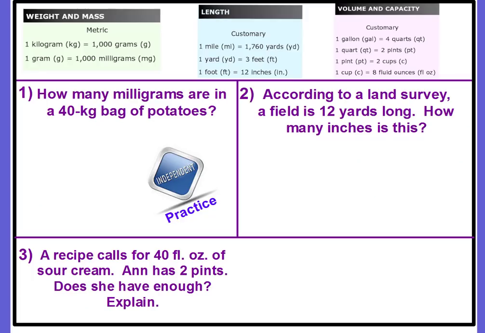Okay, now you're ready for your independent practice. Go ahead and complete the 3 problems. Make sure that you are setting up your proportions and showing your work. When you've solved all 3, take them to your teacher so that they can check it.